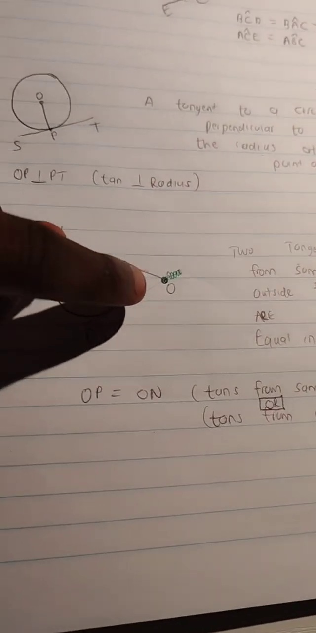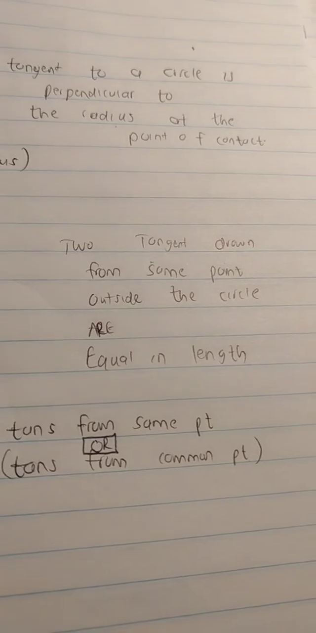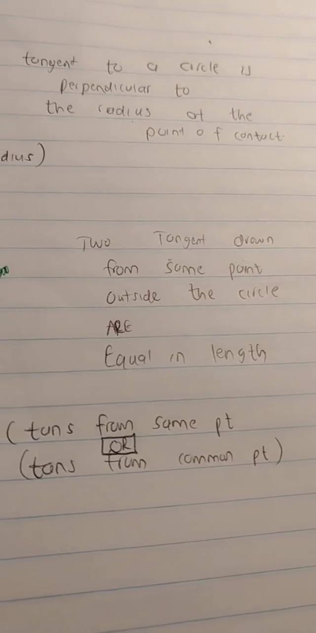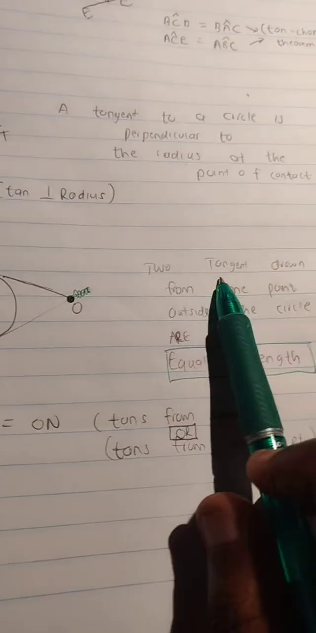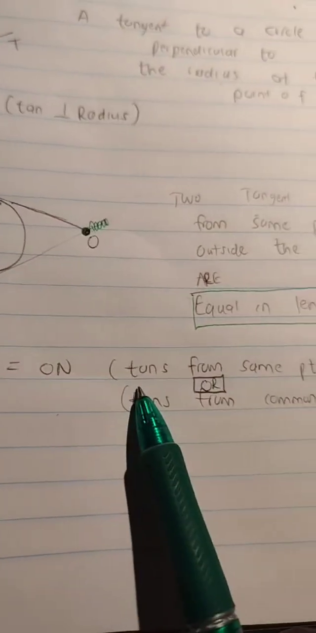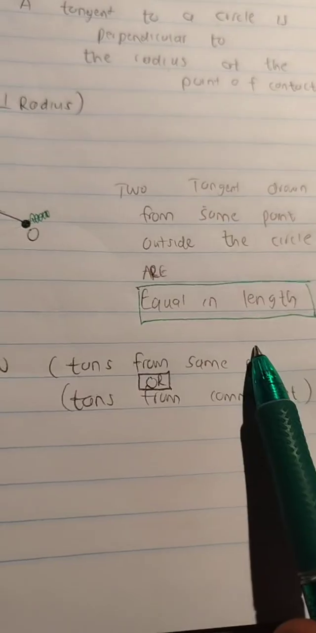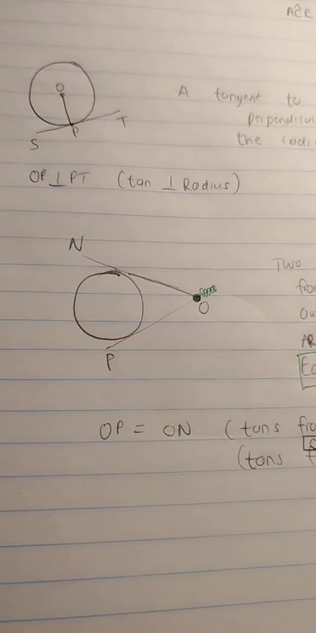So two tangents drawn from the same point. What do we say about two tangents drawn from the same or common point? We say that two tangents drawn from the same point outside the circle are equal. Equal in what? In length. So we can clearly say ON is equal to OP. Reason, tangents from the same point. I hope we are clear there.